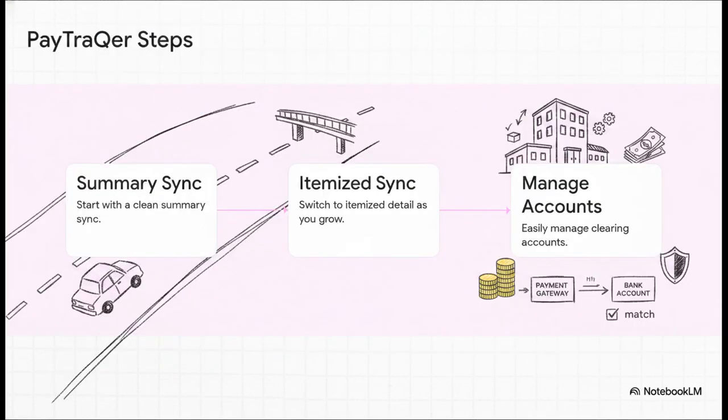In practice, this means you can actually start out on the highway. You use a clean summary sync when your business is a bit smaller or when you just want really simple books. But let's say you launch a B2B wholesale wing, and suddenly you actually need that granular customer detail. With PayTraQer, you can seamlessly switch your settings over to itemized detail as you grow, without having to rip out your software and start totally from scratch. And through it all, it gives you deep control over your payout settings, moving money cleanly from your payment gateway clearing accounts straight into your real bank accounts, so your bank feeds still match up perfectly.